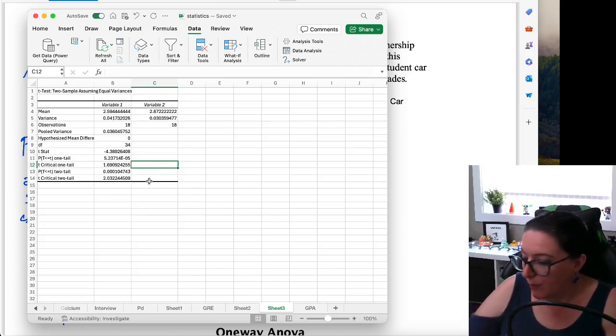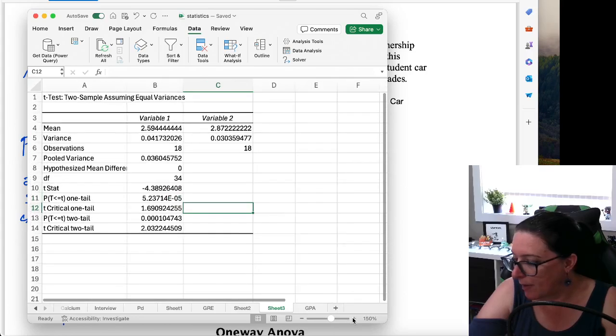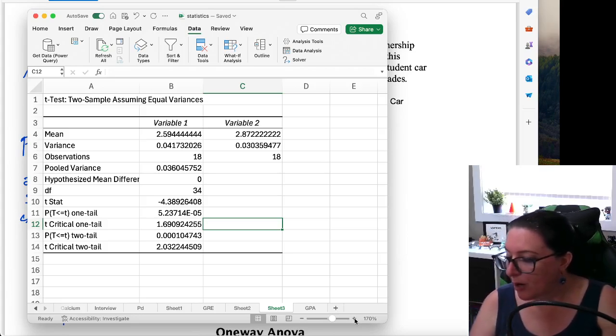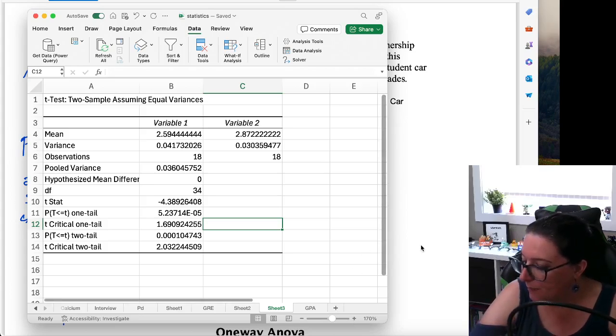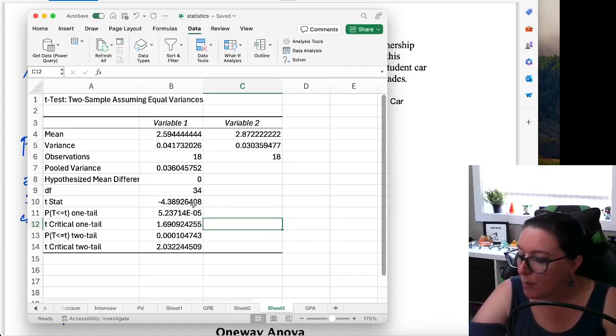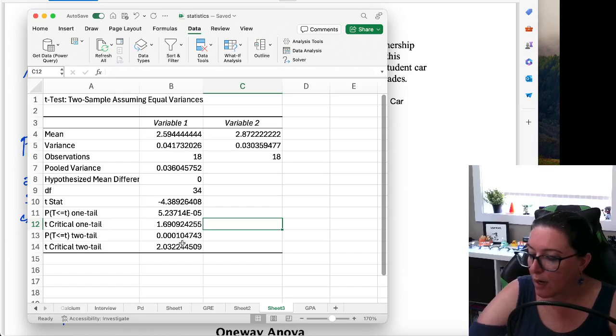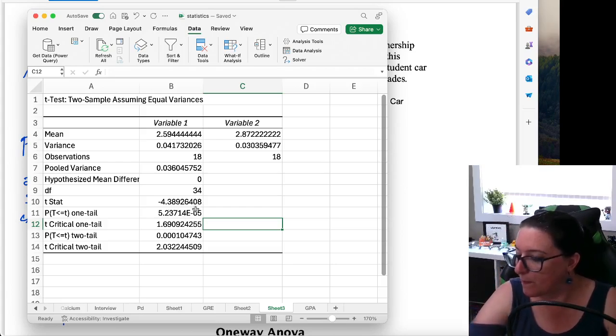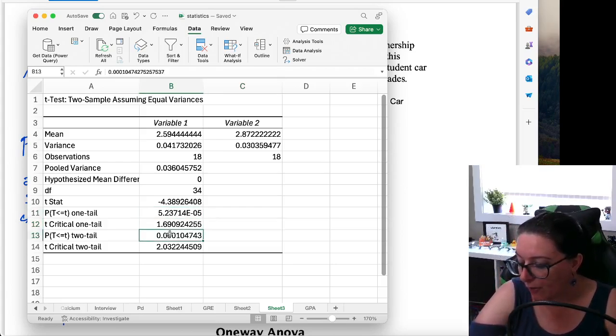So what we have here, which you can't see because that's super tiny, so let me make that bigger, is that our degrees of freedom are 34. Our t statistic here is negative 4.389. And so if we're looking here, negative 4.389, we would compare that to our critical value. Now, we could look up that critical value on a t distribution, but we can also just go here where we have the information in terms of our p-values.